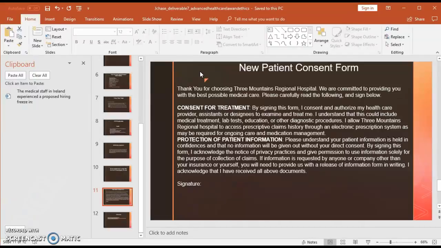I allow Three Mountains Regional Hospital to access prescription claims history through an electronic prescription system as may be required for ongoing care and medication management.